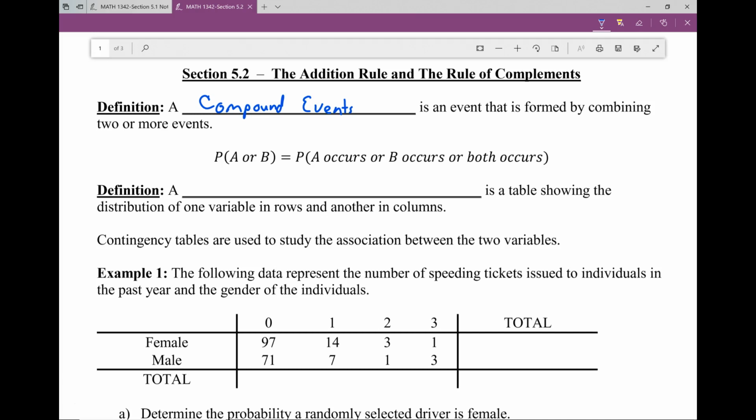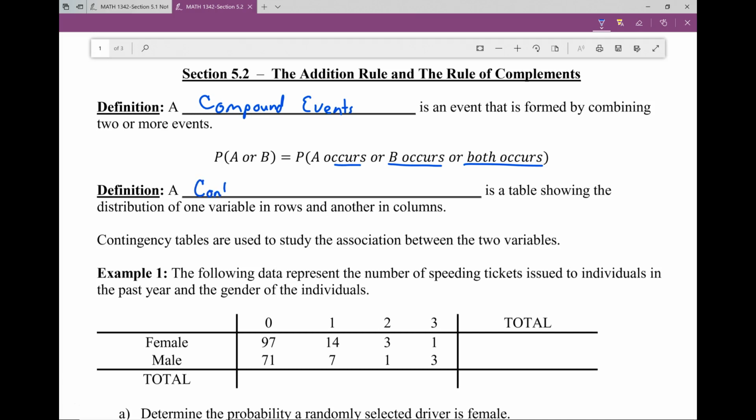So the probability of A or B happening is equal to the probability that A occurs, or B occurs, or they both occur. So think about students that are taking math, or they're taking science, or maybe they're taking both. So all three groups of those students would be counted in a compound event.